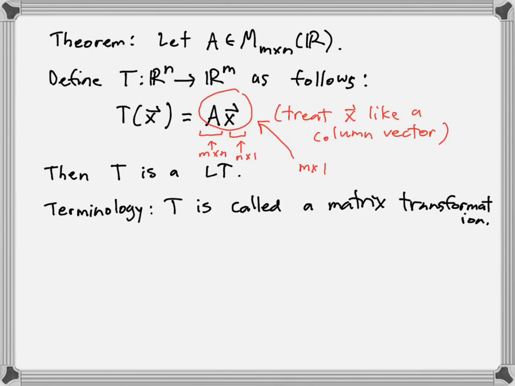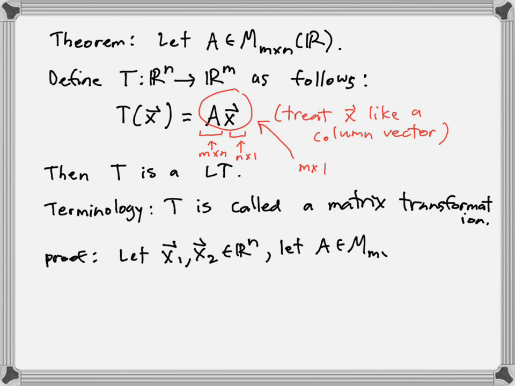So let me go ahead and prove this really quick, that this is actually a linear transformation. Let's start with two vectors, x1 and x2, that live in Rn. And let's take any m by n matrix. And also, let's take any scalar. So first, what would T of x1 plus x2 be?